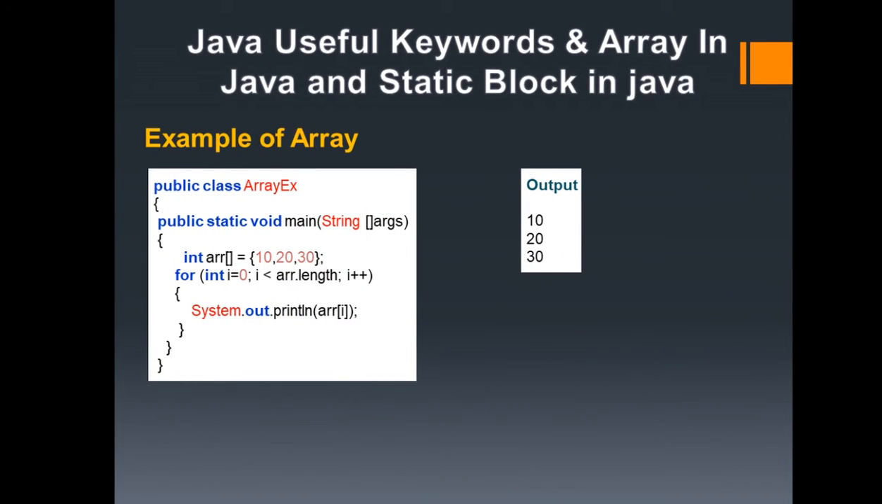Example of array: public class Array. Public static void main(String[] args), int[] array = {10, 20, 30}. For loop: int i = 0; i < array.length; i++. Then we print array[i]. That's why it prints all the values as the index increases. So that's why the output is 10, 20 and 30.